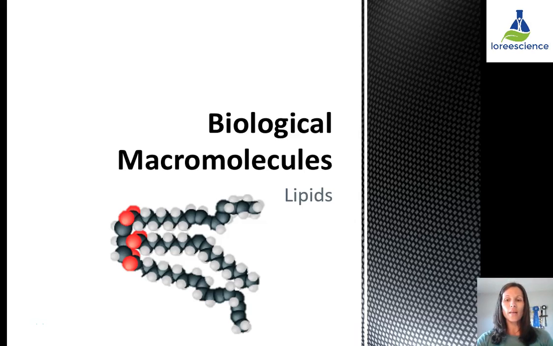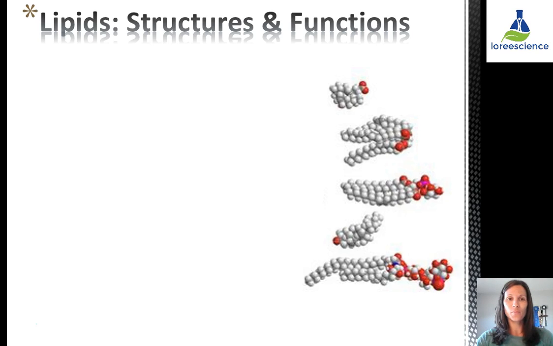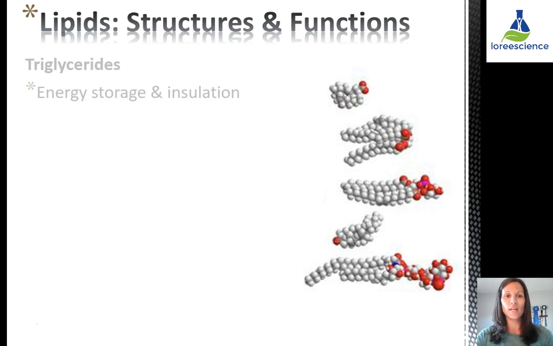This lesson we'll take a look at the macromolecule lipids. Lipids are made up of carbon, hydrogen, and oxygen atoms. They're hydrophobic molecules, meaning that they are non-polar, meaning that they will not dissolve in water, and they can be made up of chains or rings. So lipids have a multitude of structures and functions. So let's take a look at the major structures and functions.